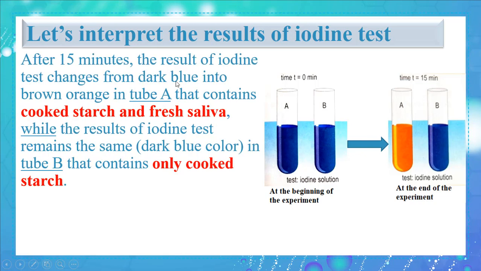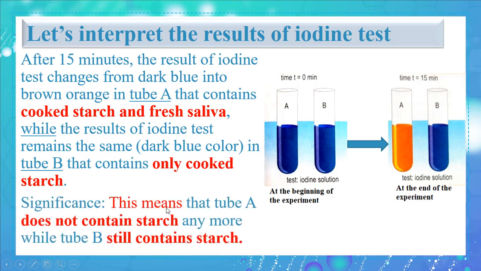After 15 minutes, the result of iodine test changes from dark blue into brown-orange in tube A that contains cooked starch and fresh saliva, while the results of iodine test remains the same, dark blue color, in tube B that contains only cooked starch. This means that tube A does not contain starch anymore, while tube B still contains starch.